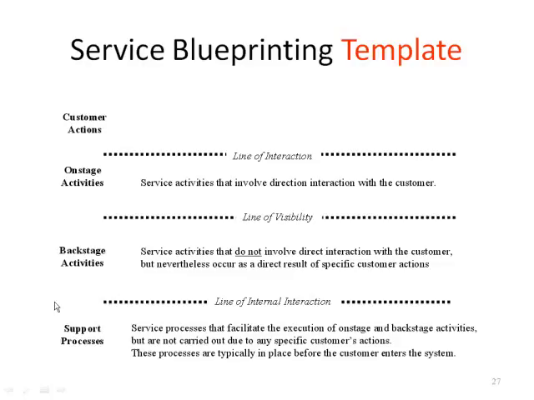Then there's a third level of activity called support processes. And these are service processes that facilitate the execution of on-stage and backstage activities, but are not carried out due to any specific customer's actions. And they're typically carried out in advance, before the customer enters the system. So think about this template for a few seconds, and then I'm going to show how we can use it to diagnose and understand a rather simple business process.